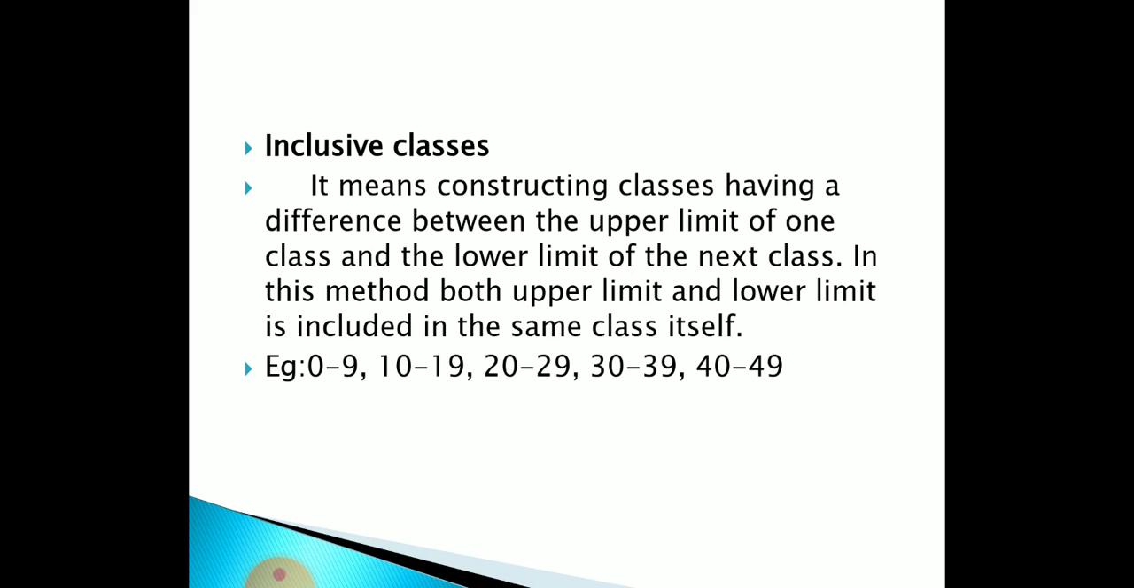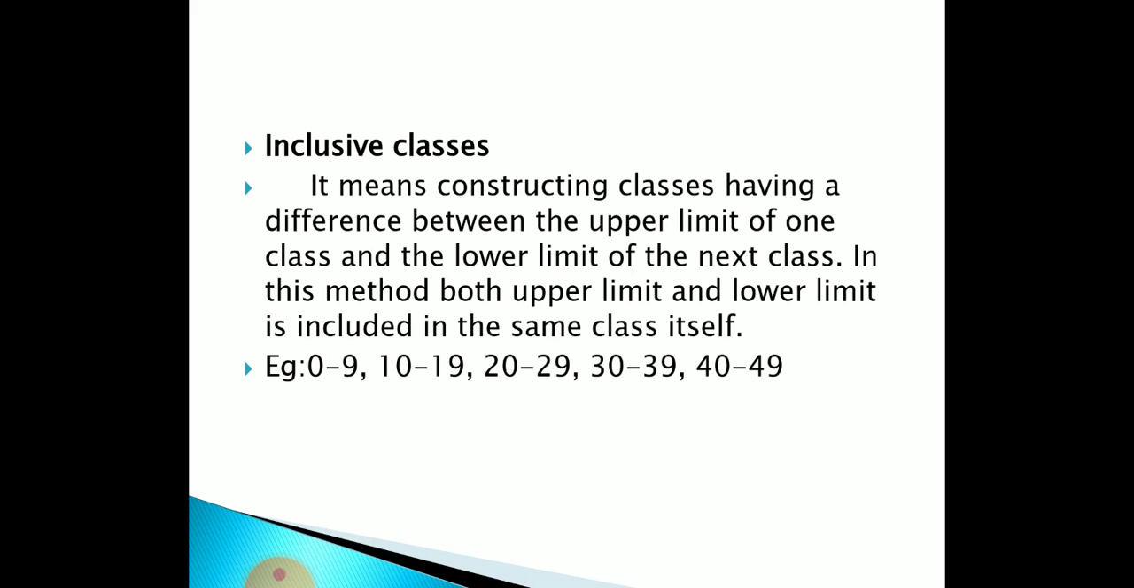And the second one is inclusive classes. Inclusive classes means constructing classes having a difference between the upper limit of one class and the lower limit of the next class. Here in this method, both the upper limit and the lower limit are included in the same class itself. For example, 0 to 9 is the first class, then the next one 10 to 19.